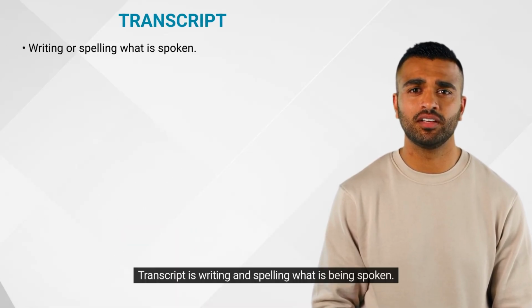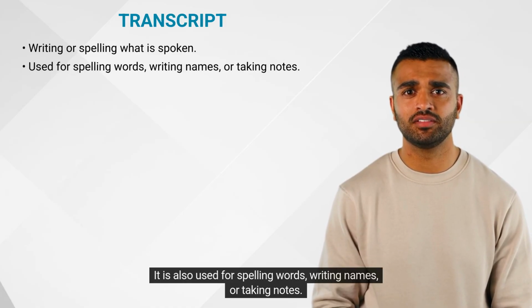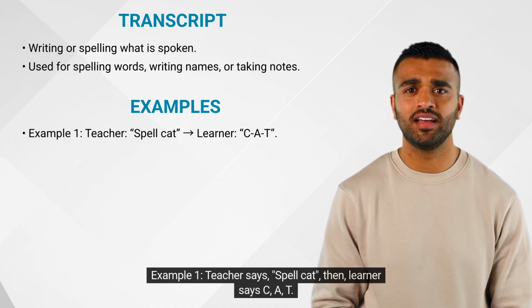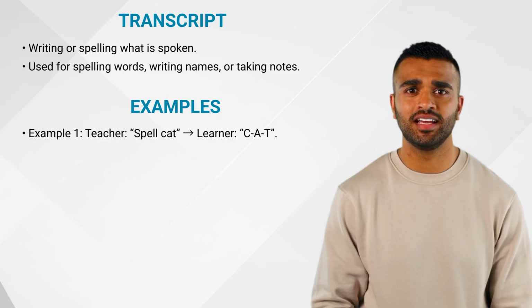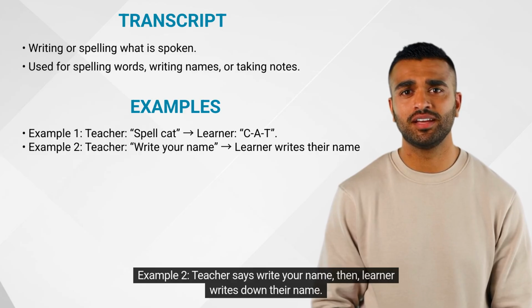Next is transcript. Transcript is writing and spelling what is being spoken. It is also used for spelling words, writing names, or taking notes. Examples. Example 1, teacher says spell cat, then learner says C-A-T. Example 2, teacher says write your name, then learner writes down their name.